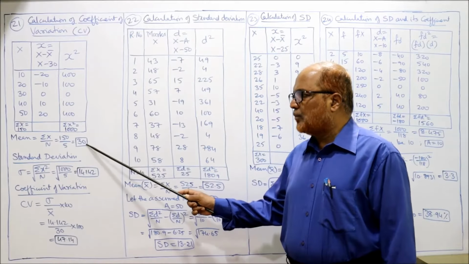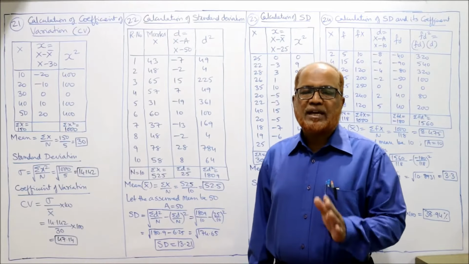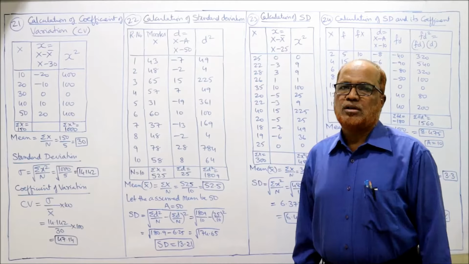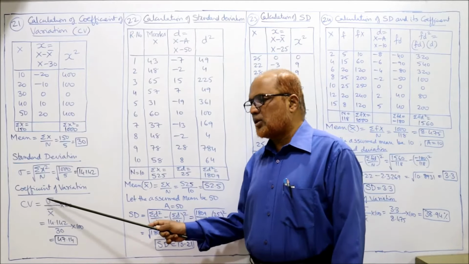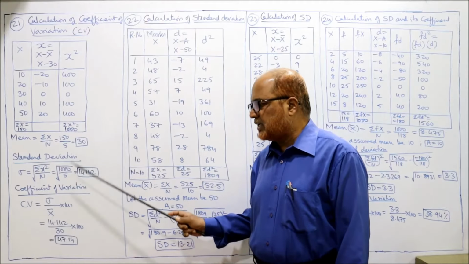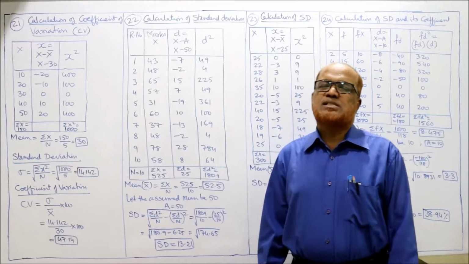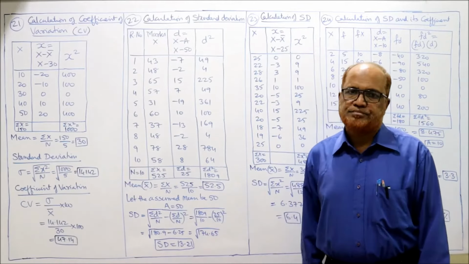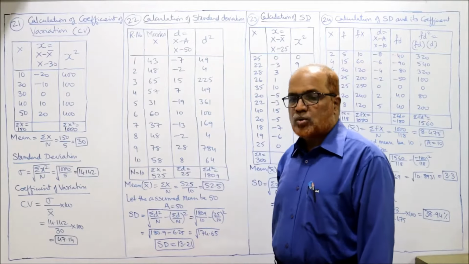And how much is the mean value? 30. Once we get the standard deviation and mean, we can easily find the coefficient of variation. CV, coefficient of variation, is equal to sigma by x bar into 100. 14.142 divided by 30 into 100. You will get 47.14%. This is the coefficient of variation. That's all. So this is problem number 21.